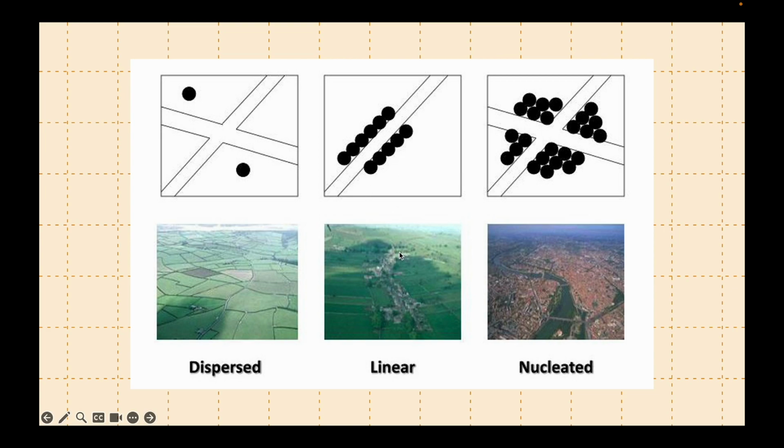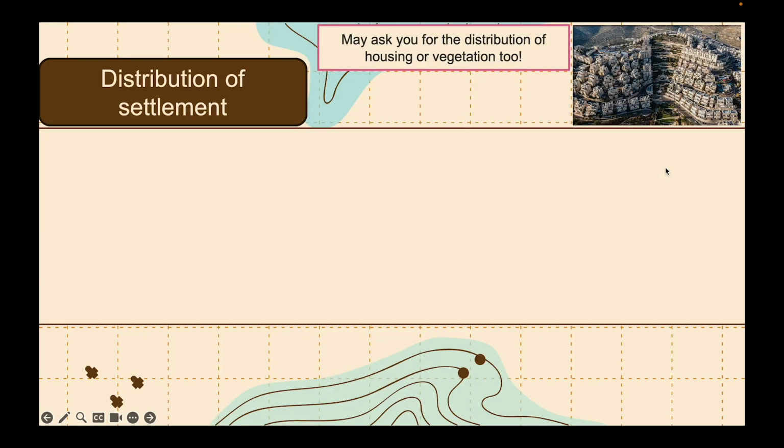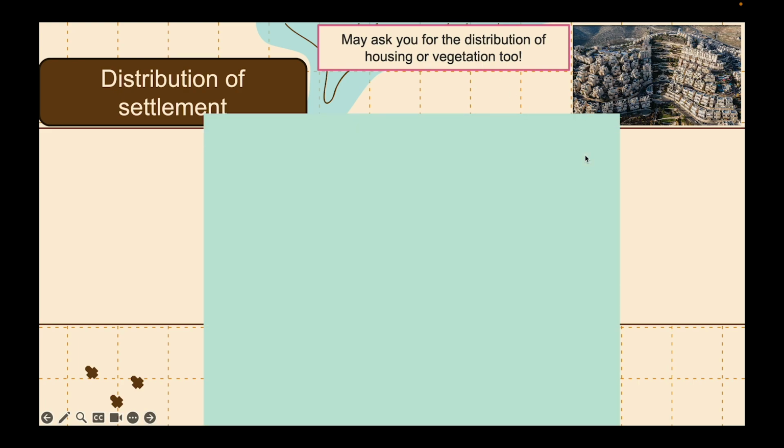Linear, so do they follow a line essentially, usually a road, or it could be a river, or are they nucleated around a central node or bridging points, for example. Again, these are more densely populated compared to sparsely populated areas, so you could use that in your answer. Again, use the same techniques. You may be asked to describe the distribution of housing. I know that's also human, but vegetation obviously is more natural, but you can use the same techniques in tackling these types of questions. So, how to describe the distribution of settlements or housing and vegetation.